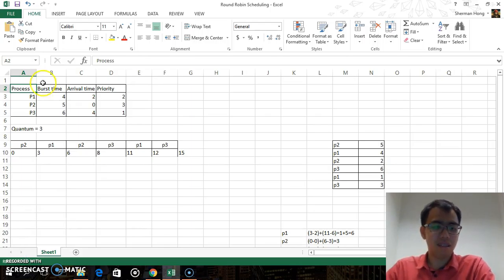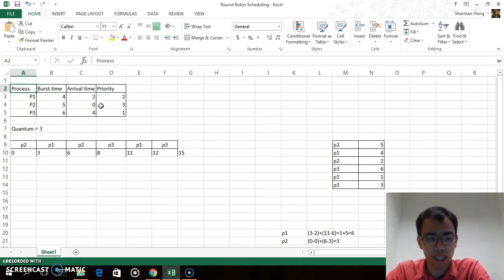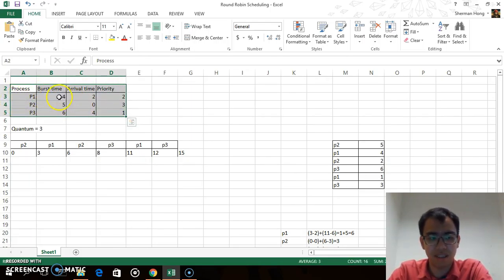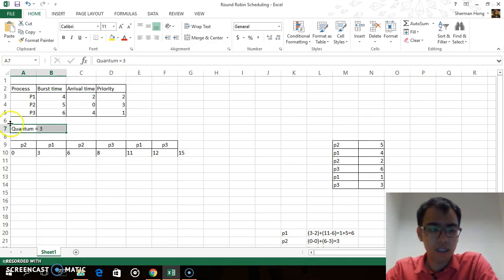So I'll start with the steps. Round robin consists of 3 steps. The first one is to do the quantum. The second is finding the possible value, and the third is finding the balance and execute it. As you can see, they list down the processes, burst times, arrival times and priorities. And here is the quantum they give you. The quantum is 3.